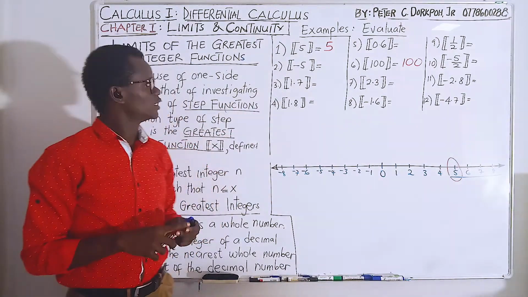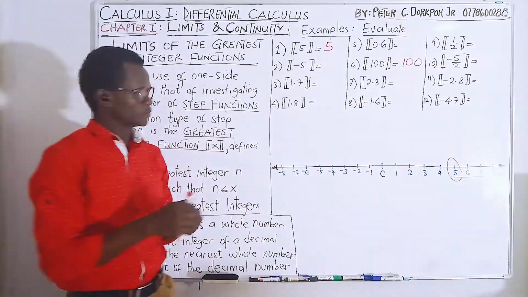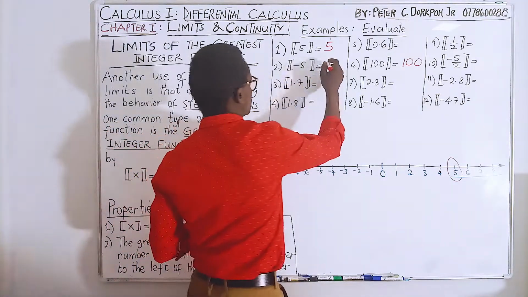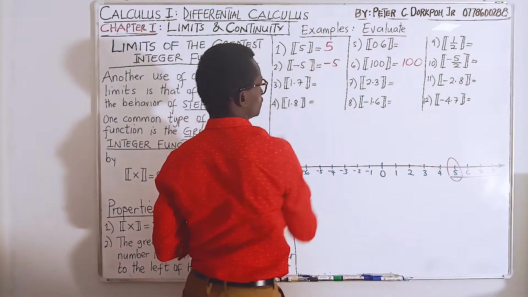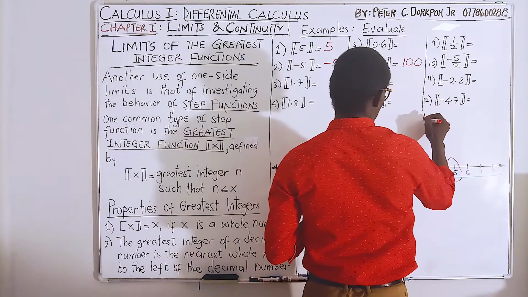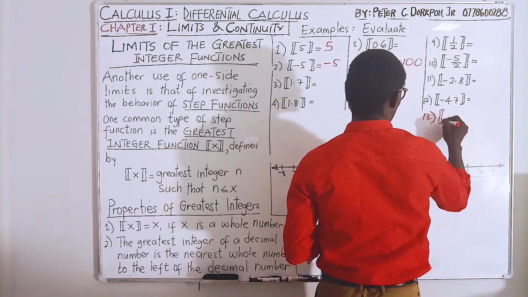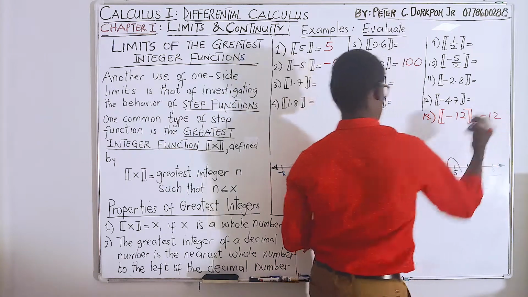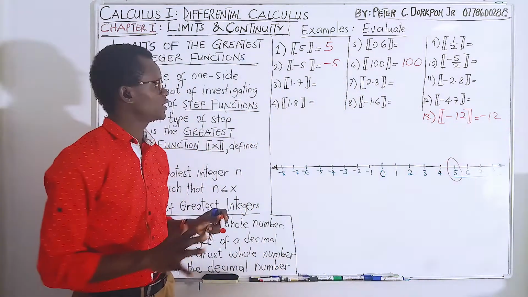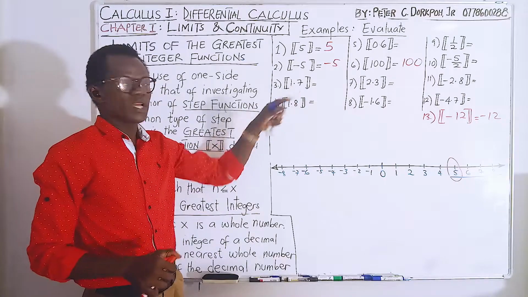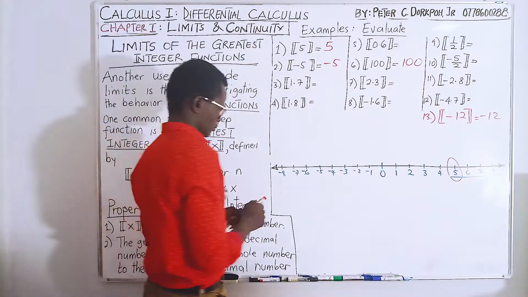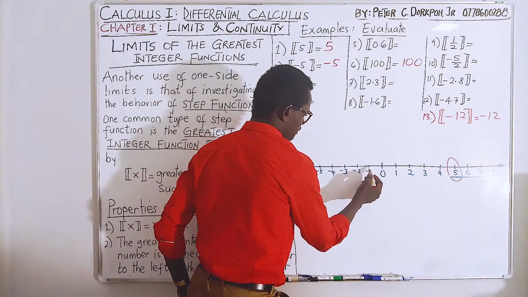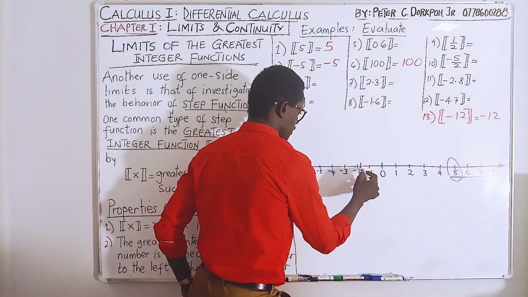Question 2 says -5. -5 is also a whole number and an integer, so it is just equal to -5. Even if this was -12, it's just equal to -12 and so forth. Those are greatest integers. What about 1.7? Now let's come to this. This is 1, right? 1.7 means you are moving in this direction right there.